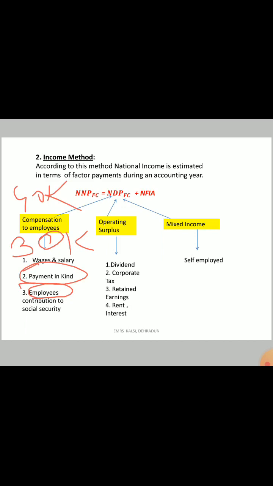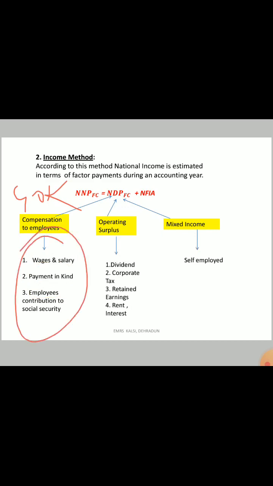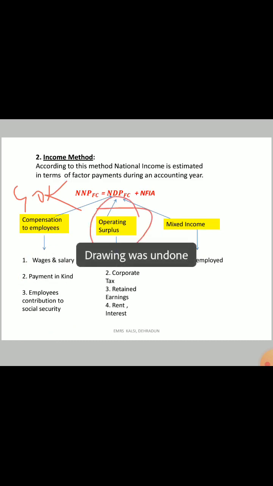So first is compensation to employees. In various forms an employee gets his salary, and these are the forms. Now second is operating surplus, meaning when a businessman earns profit. In what forms does he earn profit? First of all, by way of dividend. There's a little more detail here, let me clear it and then I will explain.